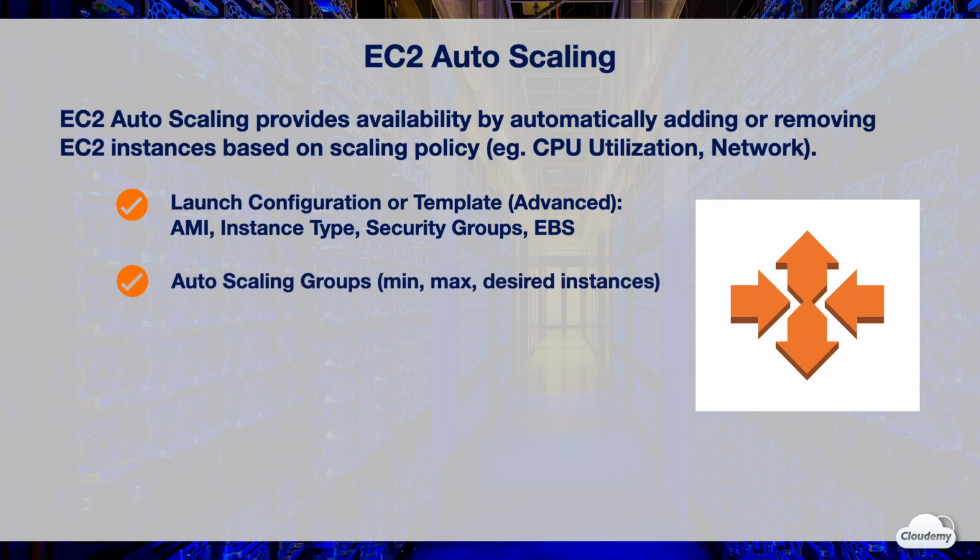EC2 instances are organized into an auto scaling group, so that they can be treated as a logical unit for management and scaling. When you create an auto scaling group, you can specify the minimum, maximum, and desired number of instances. Auto scaling group uses a launch configuration or template to launch EC2 instances.